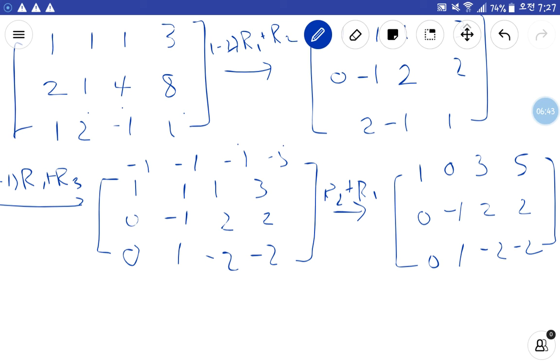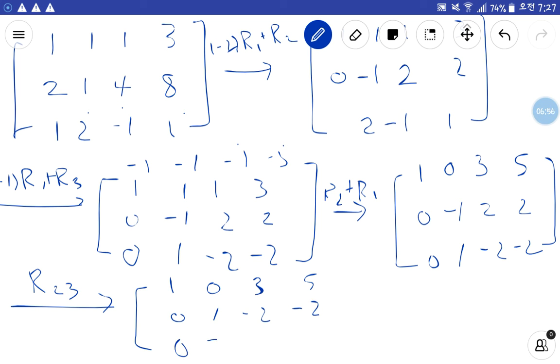So I may switch my R2 to R3, then you would have 1, 0, 3, 5, 0, 1, negative 2, negative 2. 0, negative 1, 2, 2. I wanted to cancel out my negative 1, so I'm going to add my second row to third row.